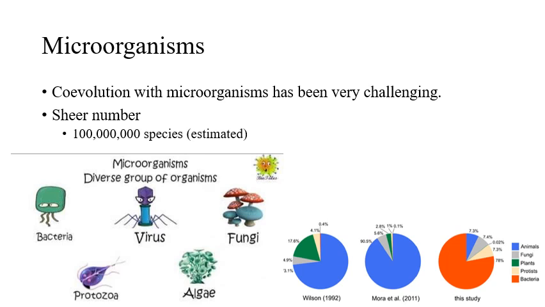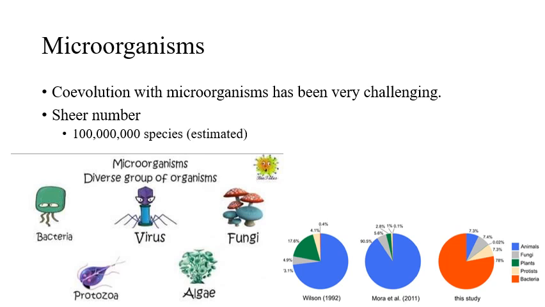So coevolution with microorganisms is very, very challenging. The first of which is that it's estimated that there are 100 million species. Just the sheer number of microorganisms in and of itself creates a huge problem. The 100 million is estimated, and those estimates are not great, right? There's a lot of organisms out there and we don't really know how many there are.